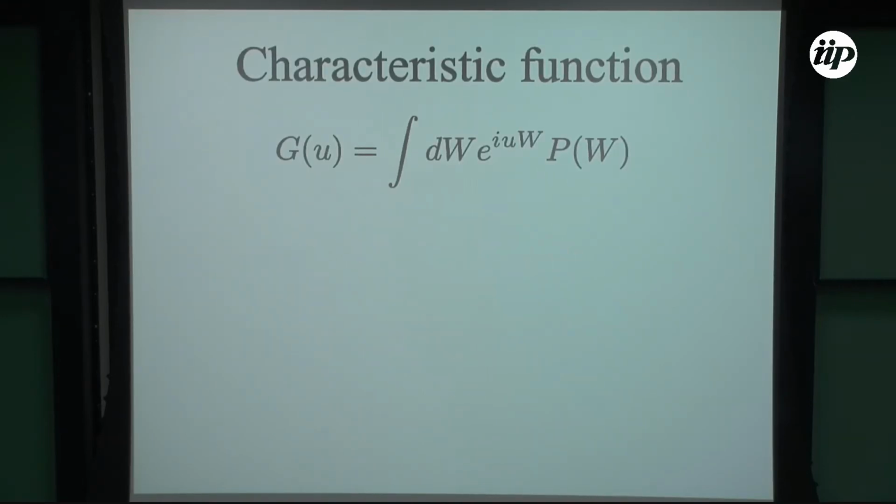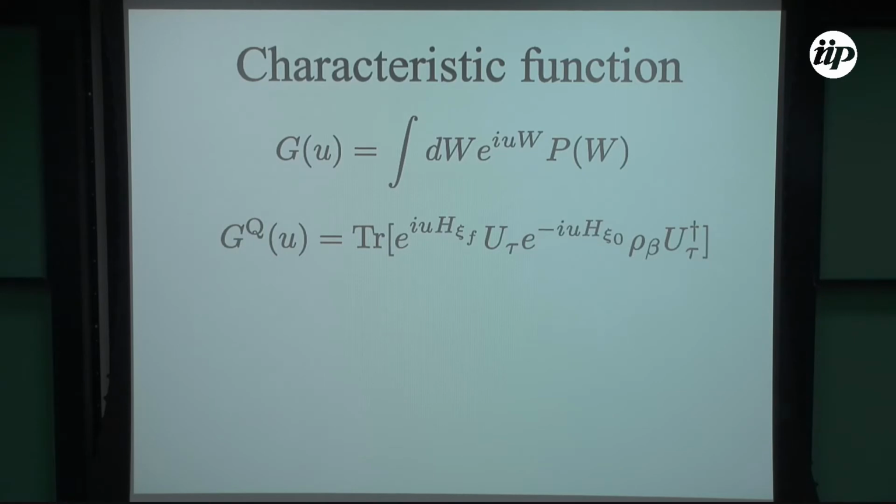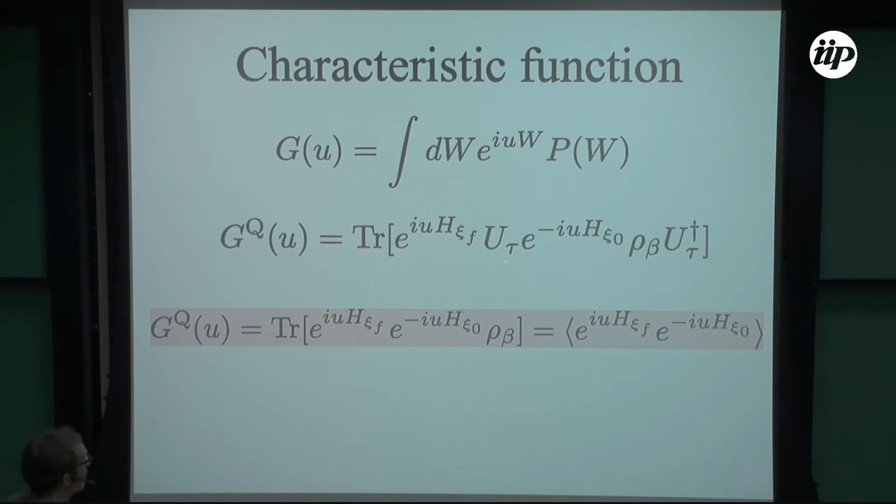I will work with the characteristic function. Okay, the characteristic function is the Fourier transform of the probability of work. Okay, and this was developed by Hänggi, Talkner, and Lutz, that you can write the characteristic function as the trace of these five operators. This operator is with the Hamiltonian at the end of the process. This is the evolution operator of the process. This is the Hamiltonian at the initial of the process. This is the thermal state. And this is the evolution operator dagger. Okay? So if the process is very fast, this evolution operator is exactly 1.